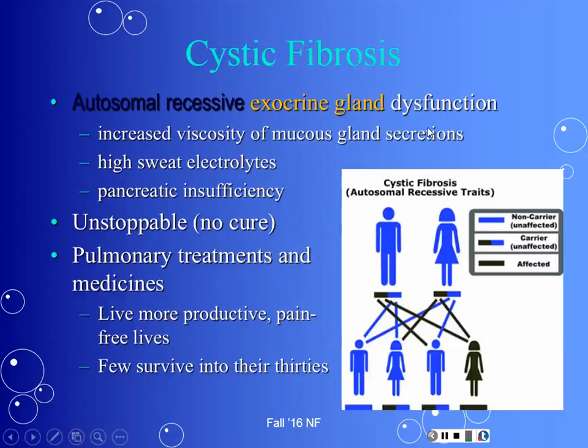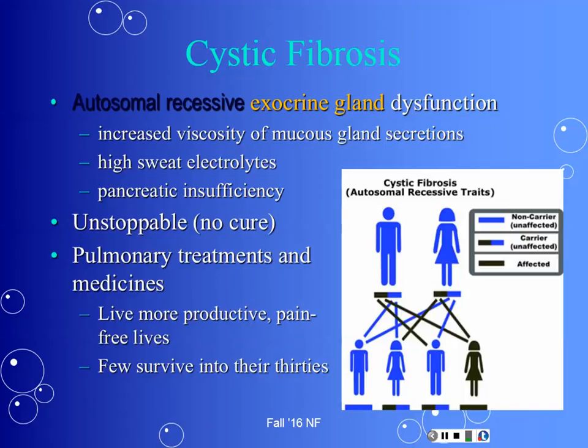All right, so cystic fibrosis, and I'll try to go through this and get you all out of here still on time. We have an autosomal recessive exocrine gland dysfunction. So autosomal recessive means that both parents have to be carriers. Okay, let's back up to Bio 101. Both parents have to be carriers. Then you've got an exocrine gland dysfunction. So that's going to be anything that secretes, so mucus glands, sweat glands, things like that. It's going to cause increased viscosity of your mucus gland secretions.